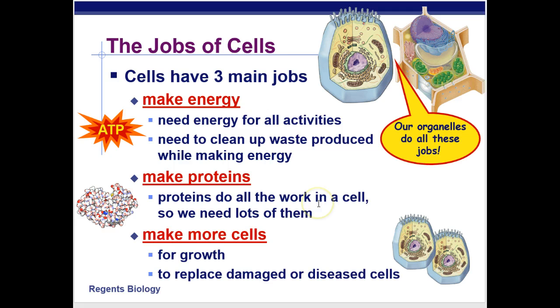Their three main jobs, though, are indeed making energy, making ATP. They make proteins, and again, proteins are the workhorses of the cells inside and do so much for our bodies. Making proteins is so important in fact that the code to make the right proteins for your body lies within your DNA. And they need to reproduce. When things go wrong, parts get damaged, those parts need to be replaced.